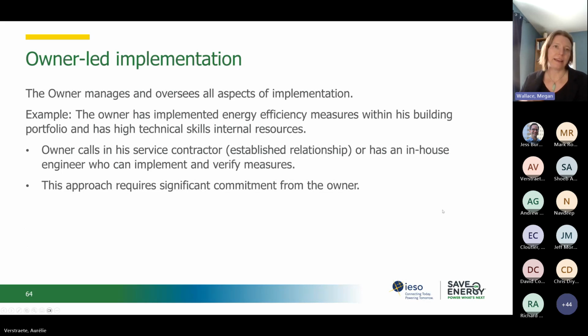The owner-led implementation, this is where the owner manages and oversees the entire process. So this would be done in a case where the owner has implemented energy efficiency measures before on a building in his portfolio and has the highly skilled internal resources required to do this. The owner would call his service contractor, who he has an established relationship with, or has an in-house engineer who can implement and verify the measures. And this approach requires a significant commitment from the owner.